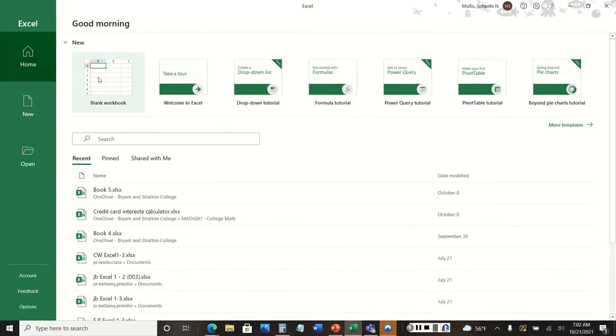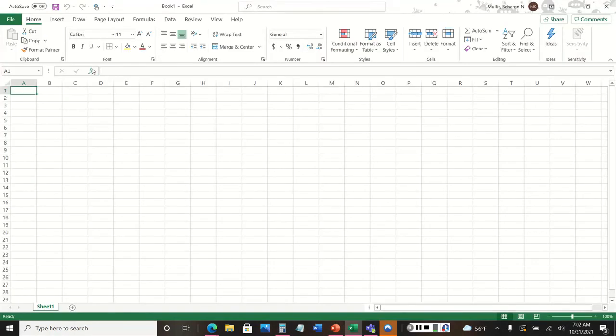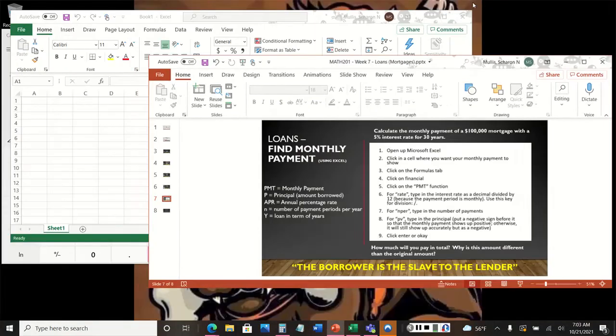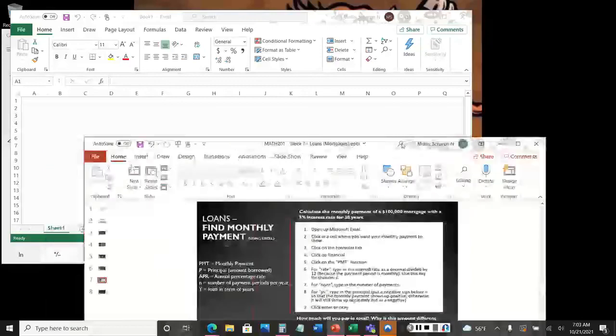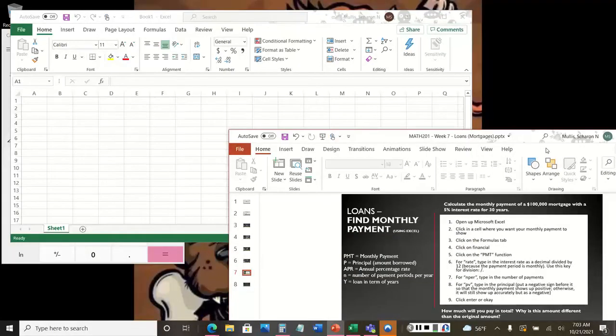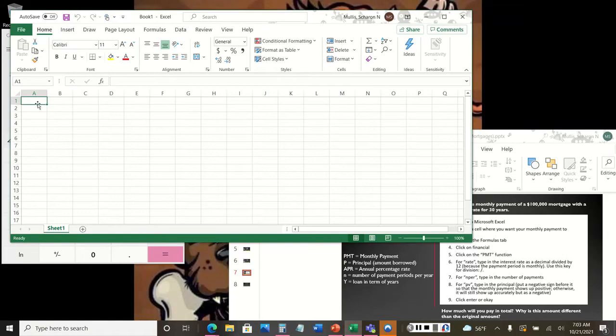All right, so we're going to open up a blank workbook, and I'm going to follow the instructions that are in here. So first thing we need to do is open up Microsoft Excel, click in a cell where you want your monthly payment to show. So we're just going to go with where it is. We're in cell A1, and you see in the name box it says we're in cell A1. So that's where we're going to put our monthly payment.